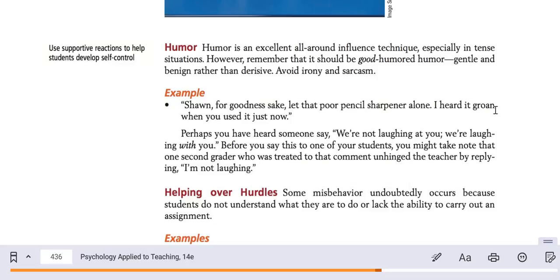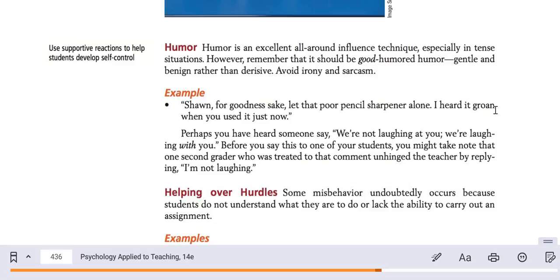Perhaps you have heard someone say, we're not laughing at you, we're laughing with you. Before you say this to one of your students, you might take note that one second grader who was treated to that comment unhinged the teacher by replying, I'm not laughing.